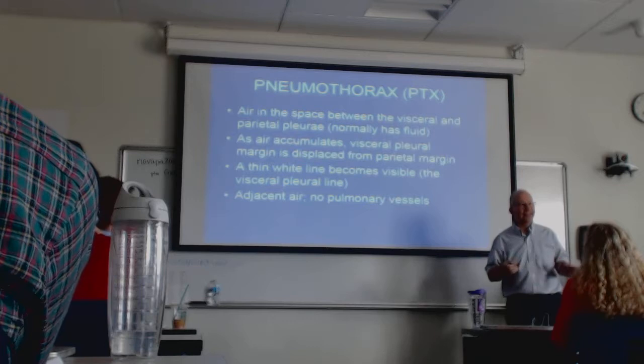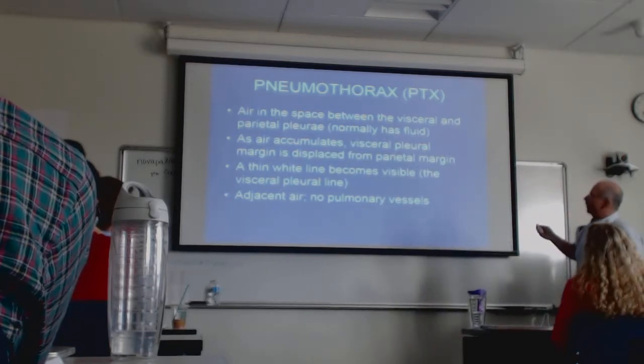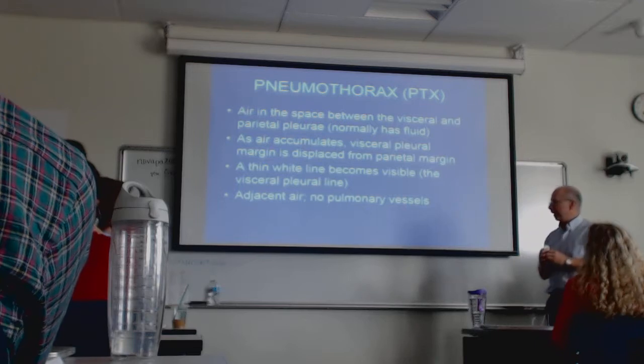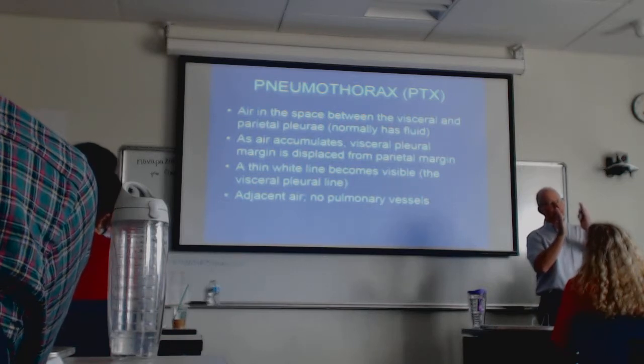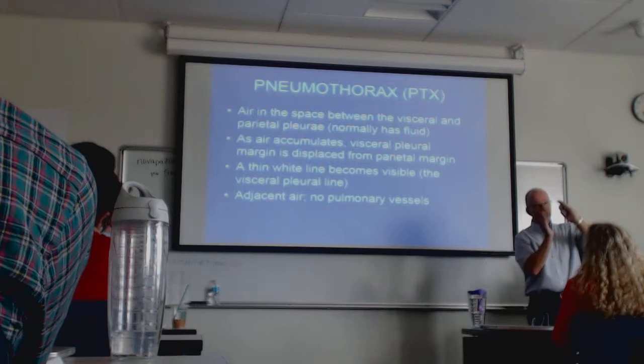But air in the pleural space is never normal. Okay. So what happens is that this air gets between the visceral and the parietal pleura. As the air accumulates, the visceral and parietal pleura separate. Okay. So now you've got the visceral pleura sitting along the lung, and you've got the parietal pleura sitting along the chest wall, and there's a space, there's a gap. The gap is now filled with air.